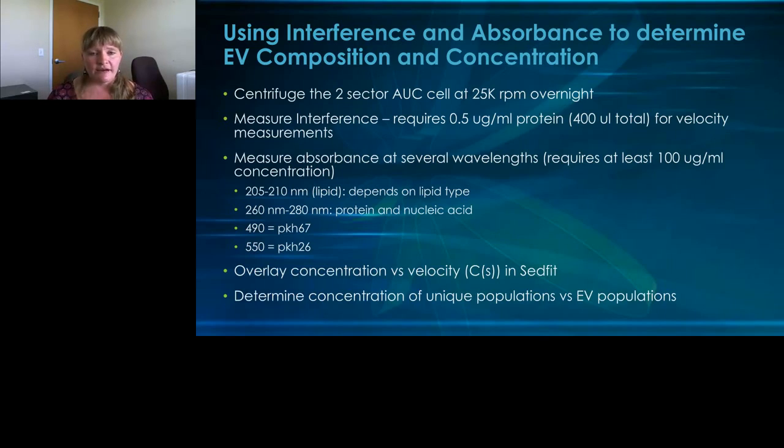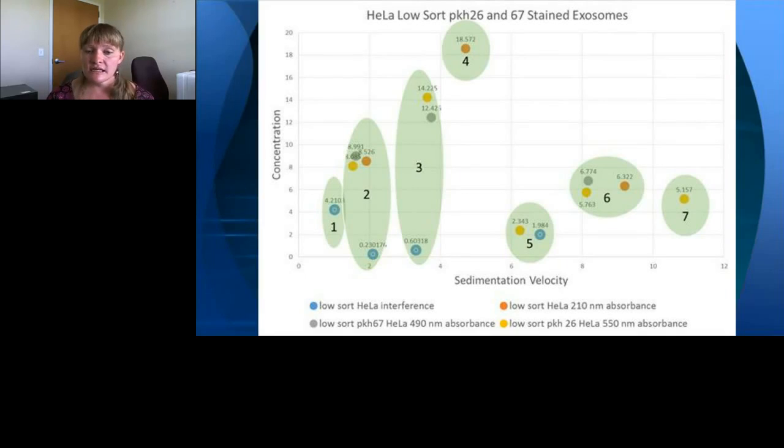So here we have a graph. This is the sedimentation curves overlapped between the four different types. We have the HeLa interference, the HeLa low sort interference, the PKH 67, and the HeLa 210 absorbance and the 550 absorbance.